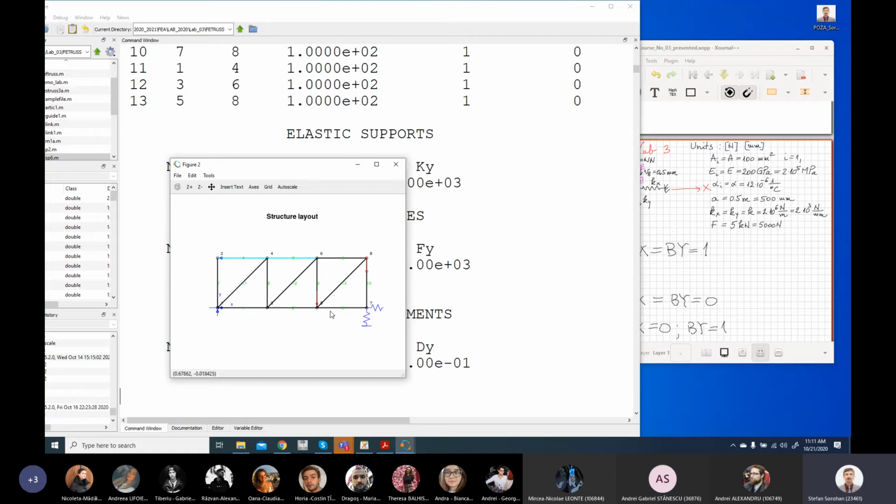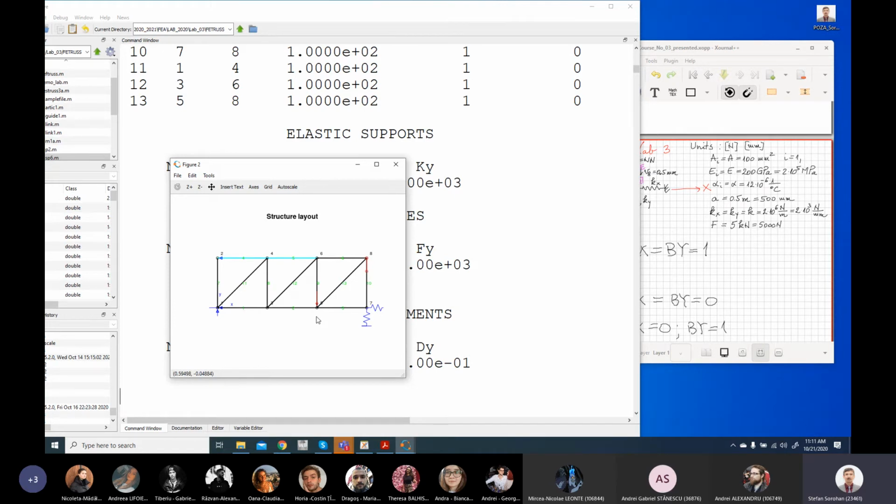So as you can see, the picture is okay. This node is fixed, this is simply supported. Here we have the thermal load, it's okay. Here we have the springs, that's okay. Here I have an imposed displacement, it's okay. And here I have a force.